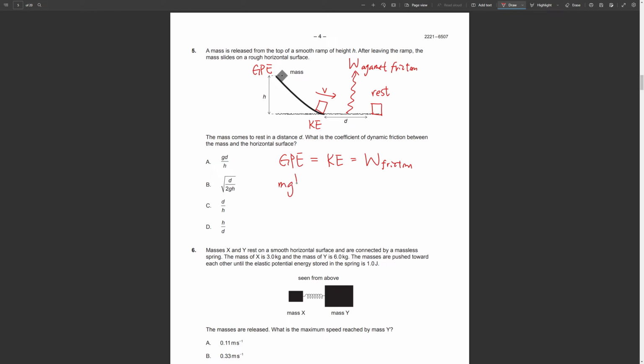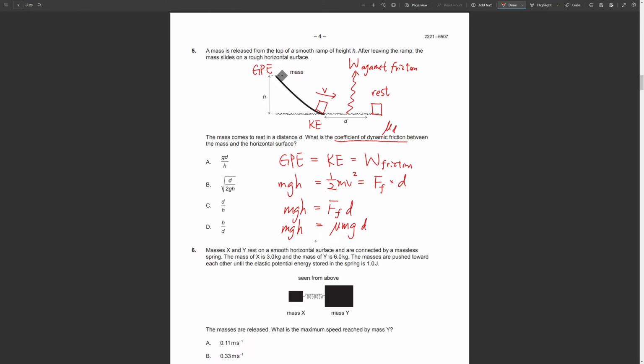GPE is mgh, KE is half mv squared. Work done against friction is the friction times the distance moved. mgh and the work done against the friction is what we are interested in. The friction can be rewritten as mu mg and then d. The mu, which is known as the coefficient of dynamic friction, is the focus of this question.